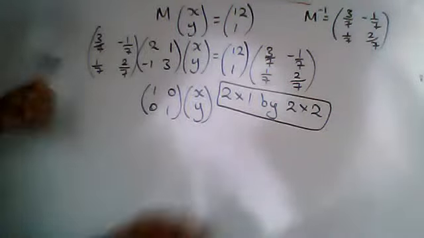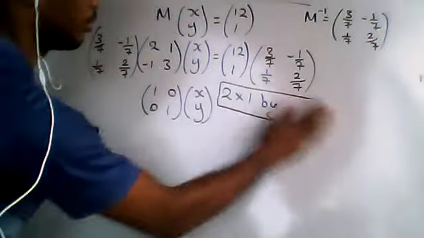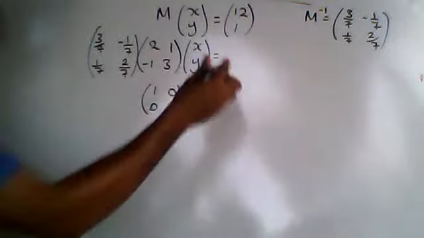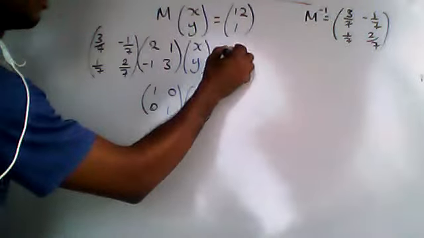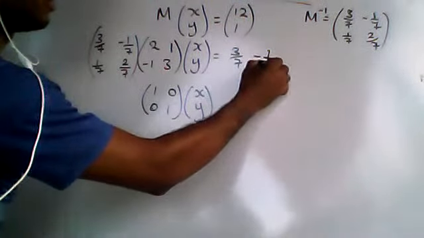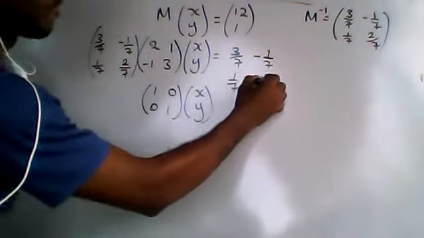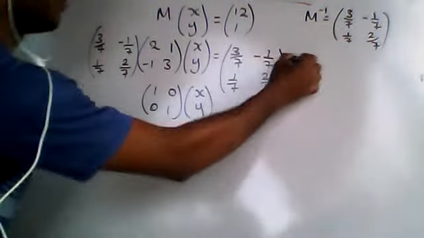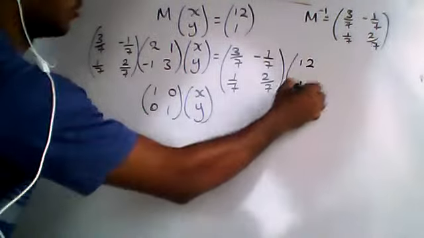You have to put the 2 by 2 matrix at the front for them to be the same. So I'm going to remove this. If I'm going to multiply both sides by the inverse, I'm going to have to put the 2 by 2 matrix at the front, which is the inverse. I'm going to have 3 over 7, minus 1/7, 1 over 7, and 2 over 7, and we're going to multiply it by 12 and 1.